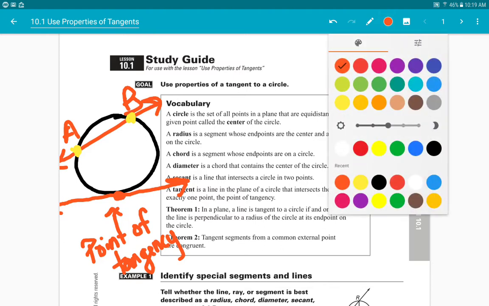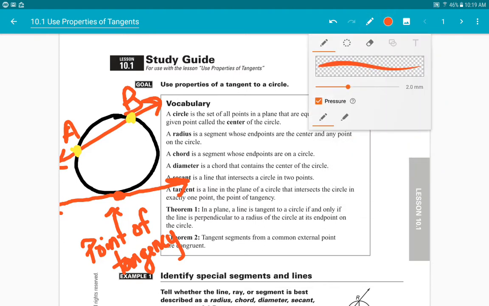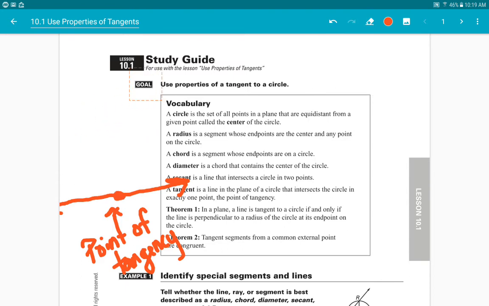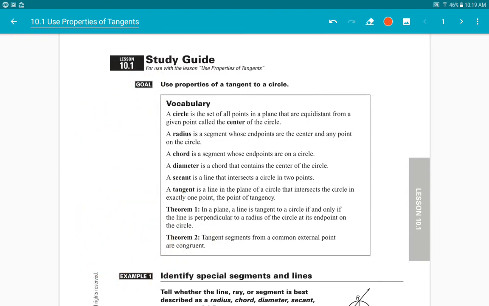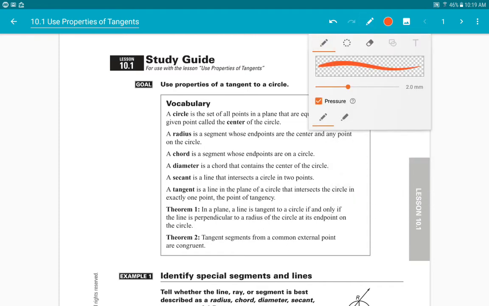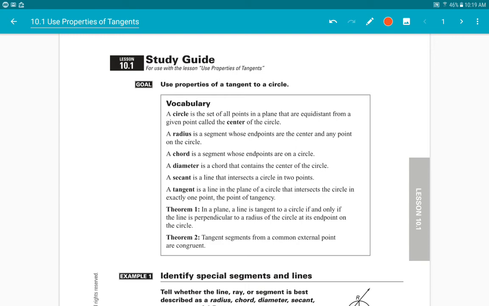Then let's look at the two theorems. So let's erase what we have here. The first theorem is, in a plane, a line is tangent to a circle if and only if the line is perpendicular to a radius of the circle at its endpoint on the circle. Okay, so here's the idea.